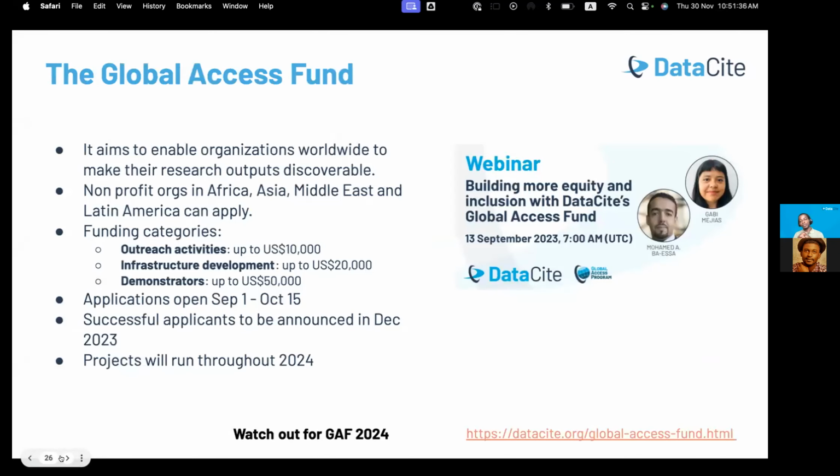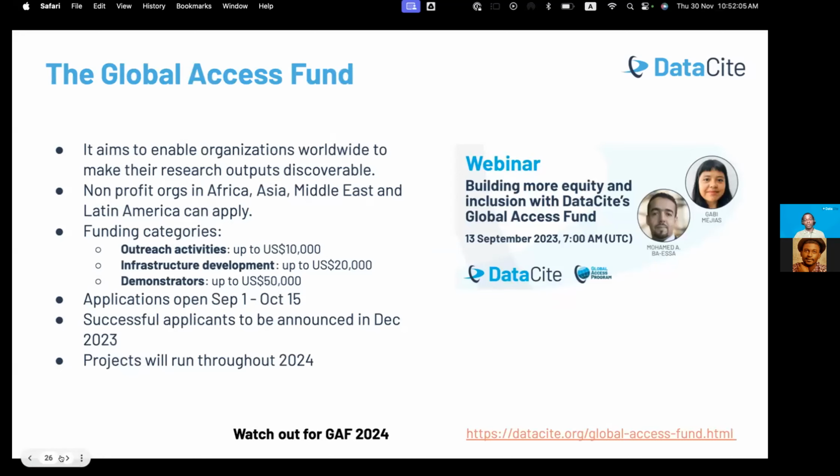The Global Access Program also comes with funding. Like I mentioned, there are three prongs. The third one is the funding, which is called the Global Access Fund, GAF. It's not only for Africa, it's for Africa, Asia, the Middle East, and Latin America. The funding categories are three. We are going to be announcing those that are successful in December.